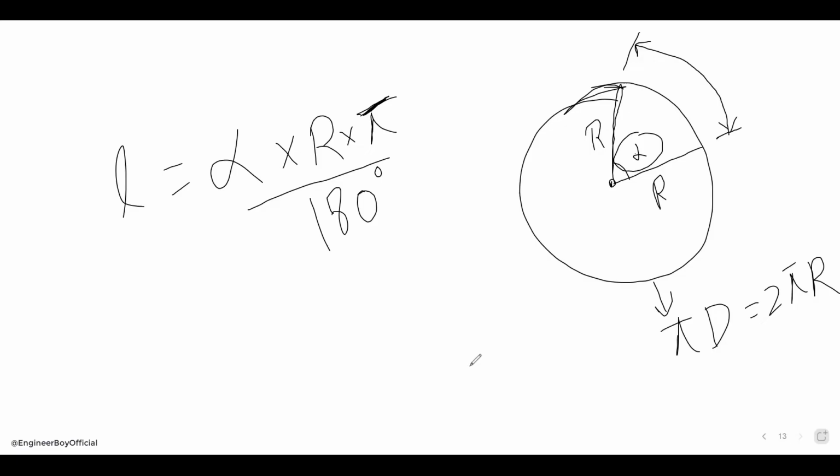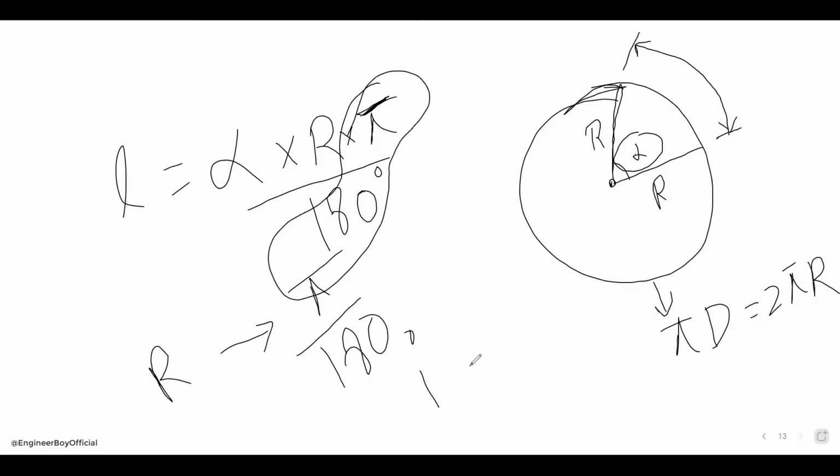This is how you convert between radians and degrees. If you need to convert radians into degrees, you have to multiply radians by 180 by pi. And if you have degrees and you want to convert that into radians, you multiply by pi by 180. Just plug it in and check, or maybe rearrange these things.